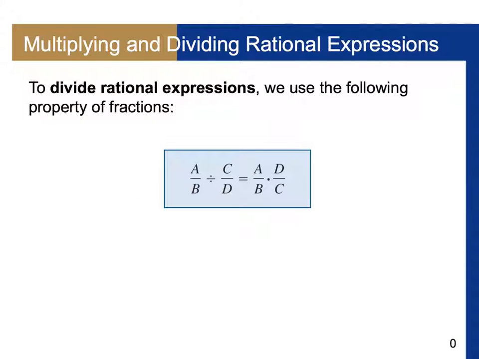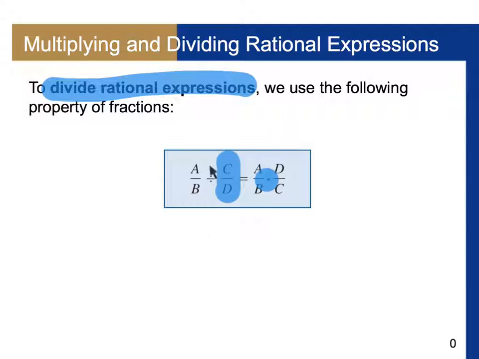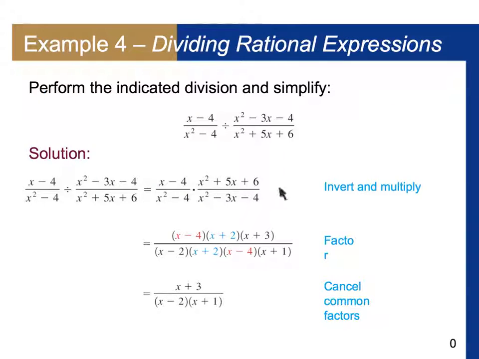When we divide rational expressions, remember we're dividing fractions. We flip the second one and multiply. So a over b divided by c over d is a over b times d over c. We always do that first, before we do our factoring and try to cancel out. For this example, we have x minus 4 over x squared minus 4 divided by x squared minus 3x minus 4 over x squared plus 5x plus 6. Flip the second one and multiply first.